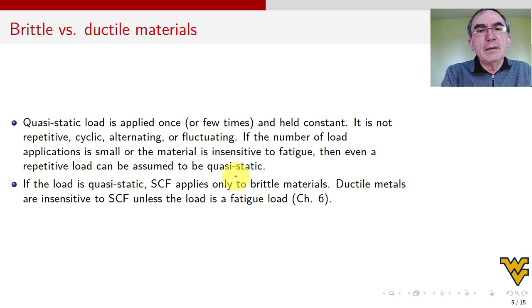And why do we say quasi and static? Because we cannot really put a load statically, completely, because static is that we don't do anything. And we had to do something to put the load. So that's why it's called quasi-static. So now, if the load is quasi-static, the stress concentration factor applies only to brittle materials. How come? We're going to explain in this video. Ductile metals are insensitive to stress concentration factor, all right? Unless the load is a fatigue load. But if it's not a fatigue load, then ductile metals are insensitive to stress concentration factor. And we will explain this now.